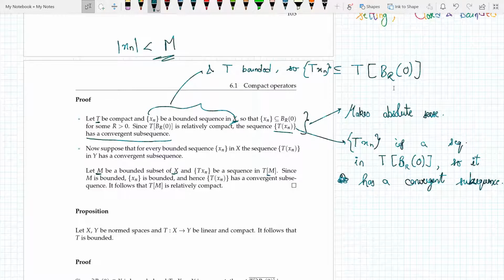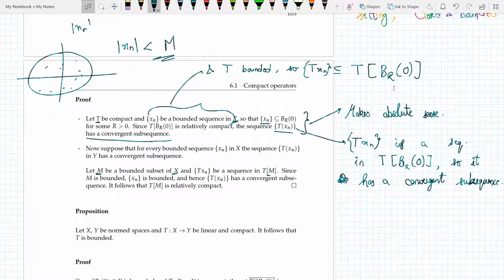Okay, so now this xn is in a ball of radius r around 0, which I can always take as an assumption, because I can take any points here and say that my norm of xn is less than some r, and I can say that all these xn lie in a ball of radius r.